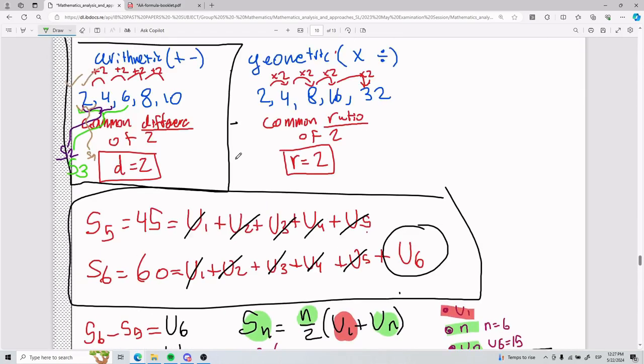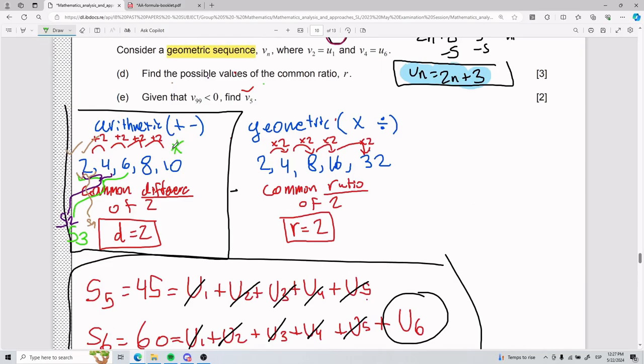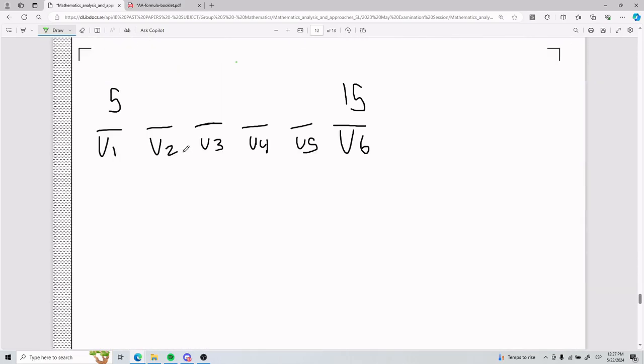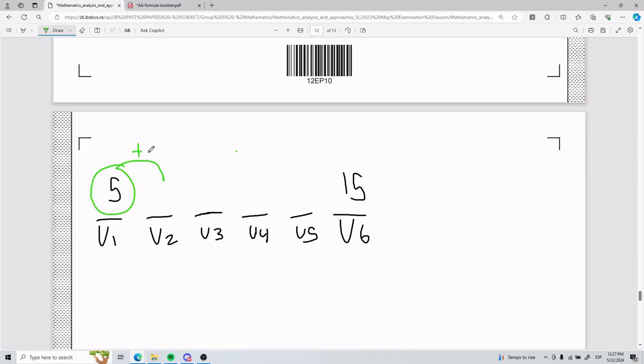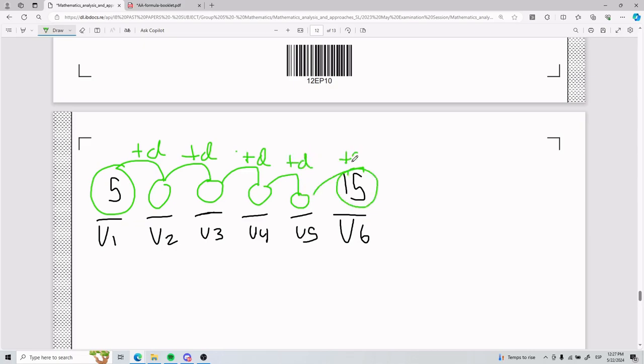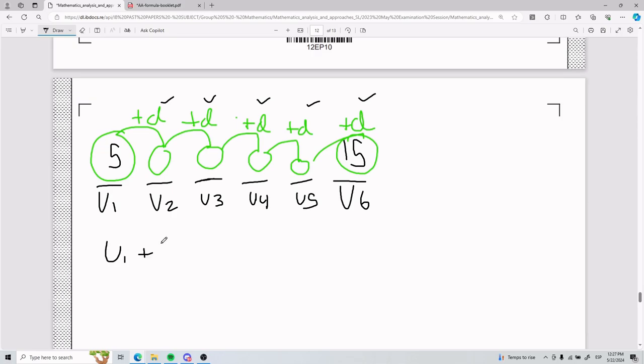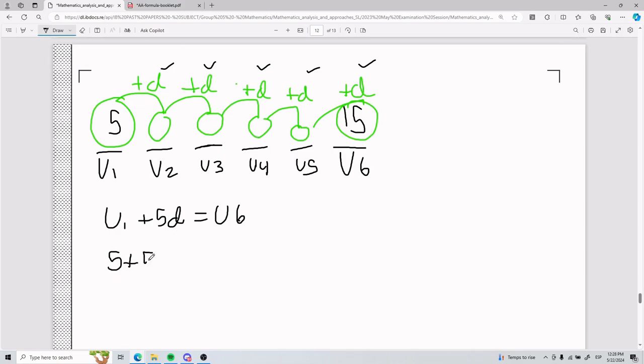And so the same idea I did up here of doing plus 2, plus 2, plus 2, plus 2, you can think about it down here as from here to here, you did plus d once to reach this guy, right? And then plus d again, and then plus d again, and then plus d again, and then plus d again, right? So how many plus d's was it? It was 1, 2, 3, 4, 5. So that's telling me that u1 plus 5d has to equal u6. Pretty logical, right? And so if you plug in the values, you have that 5 for u1 plus 5d has to equal u6, which is 15.